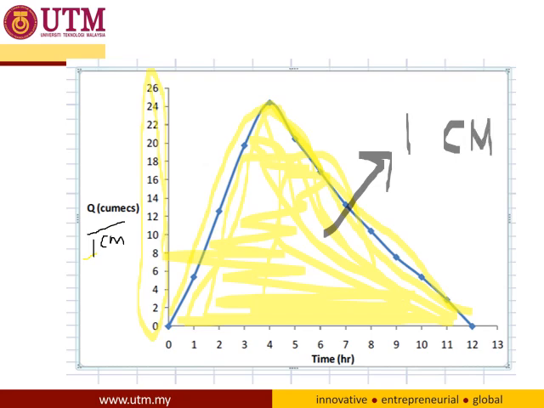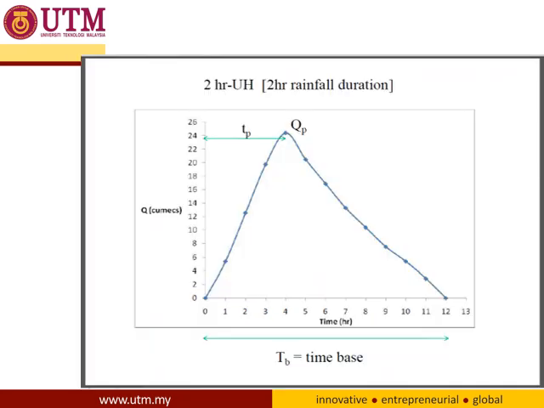Okay, so you can try to get the area under the graph in the unit of 1 centimeter. That means you need to divide by the catchment area, and then you get this in centimeter. So you should get 1. And here you can see that this is the new QP. The TP should be the same, just the QP, the magnitude of this Qmax in meter cube per second, changes.